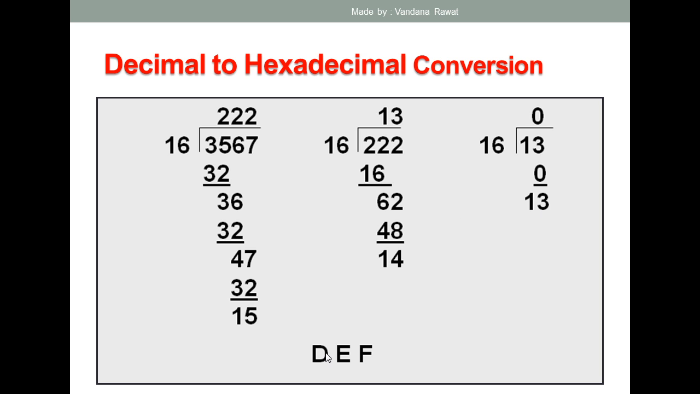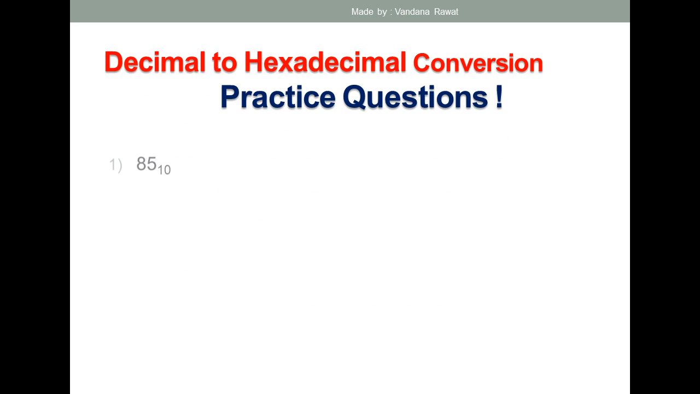So 13 will be written like D, this 14 will be written like E, and this 15 will be written like F. So the final answer will be DEF, and in the base you can write 16, because this is the hexadecimal representation of this decimal number. Done. Now these are the practice questions.